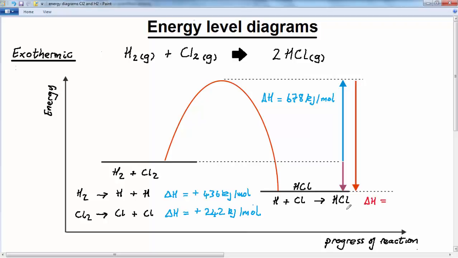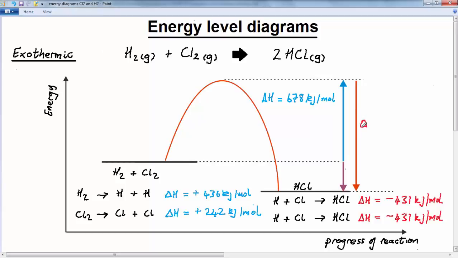That means that energy is released in the forming of the hydrogen chloride bond, and in each case the energy released is 431 kilojoules per mole. We remind ourselves that this happens twice because there are two hydrogen chloride molecules formed. So we repeat that while doing our accounts, and the total energy released in the formation of the hydrogen chloride molecules is the sum of these two figures, which is delta H equals minus 862 kilojoules per mole.